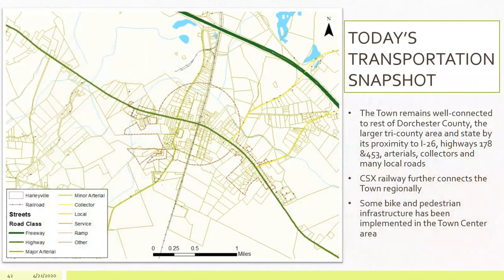Here we have a simple map of today's transportation. The town essentially remains well connected to the rest of Dorchester County and the larger Tri-County area and state by proximity to those same highways previously discussed. No real change to the CSX railway still there, and some bike and pedestrian infrastructure has been implemented in the town center since the 2009 plan.